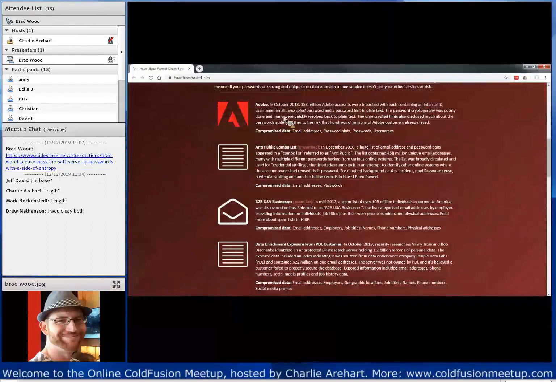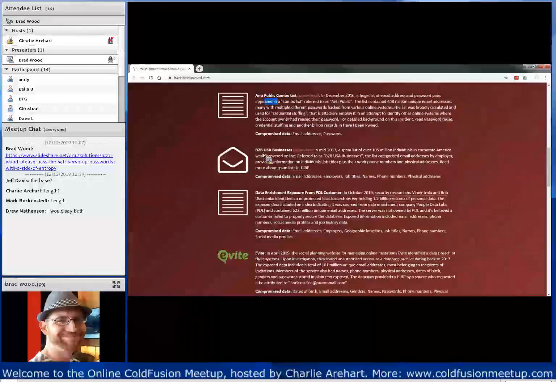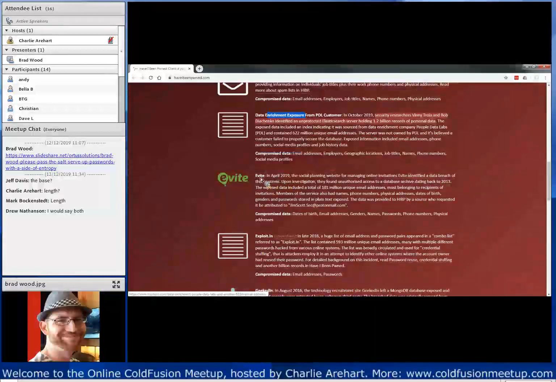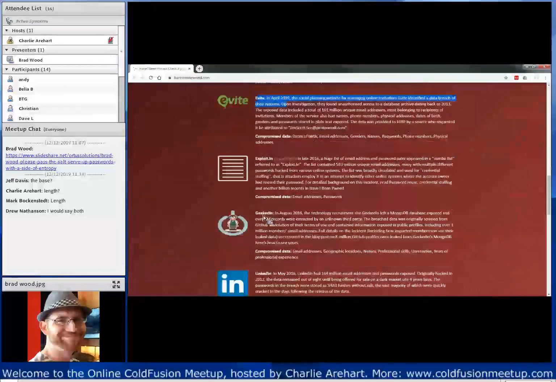And it'll actually show you, right? Adobe lost my password. We actually talked about this one, the hack in 2013. Brad@bradwood.com was one of the email addresses that was stolen. There's a mailing list, businesses. A lot of times we get these MongoDB databases that get stuck out in a web accessible directory. Evite was hacked in 2019 and had my email in there.